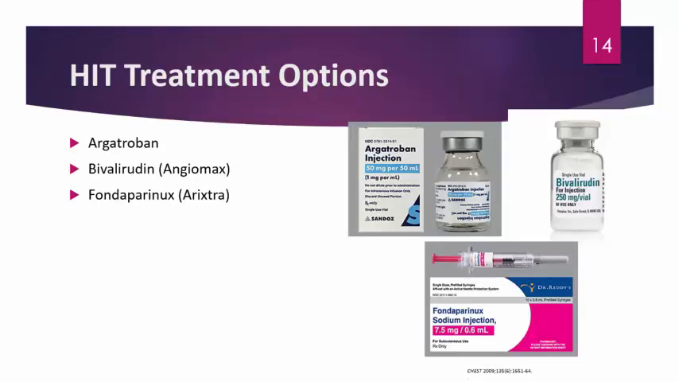So if you do have a patient who you suspect of having HIT, what are some of the potential treatment options, or essentially those replacement options for heparin that we can use to treat the patient's potential heparin-induced thrombocytopenia? Those agents include Argatroban, Bivalirudin or Angiomax, and Fondaparinux or Arixtra.